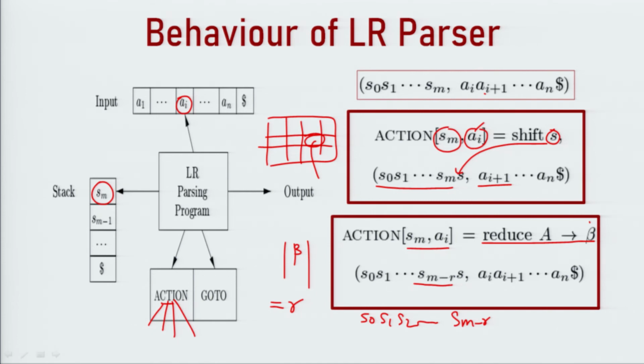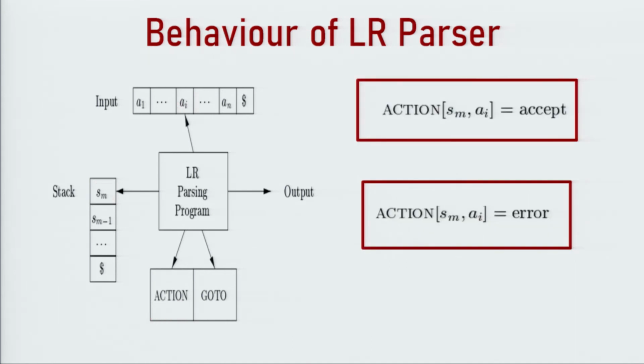Now, the exposed state is Sm minus r. We will use the goto field of the table: we look up the goto entry corresponding to this state number and this non-terminal, and we find some number, suppose S. That S will be pushed onto the stack, and there is no change in the input configuration; it remains the same. So, this is about the reduce operation.